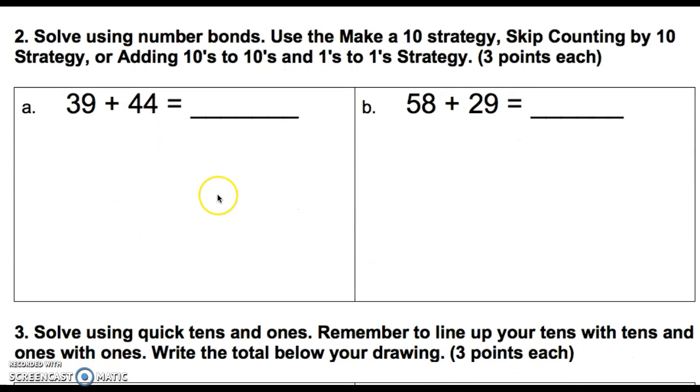Number 2, solve using number bonds. Now you can choose to use the make a 10 strategy, skip counting by tens, or adding tens to tens and ones to ones, like we've been practicing in class. But you have to have a number bond with the strategy that you choose and write the answer on the line.